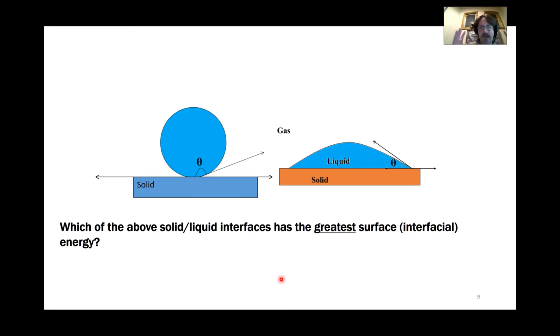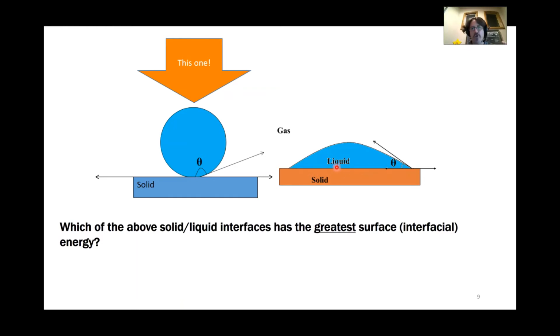Think about this. Which of the solid-liquid interfaces has the greatest interfacial energy? This one. Wetting is an energy lowering process.